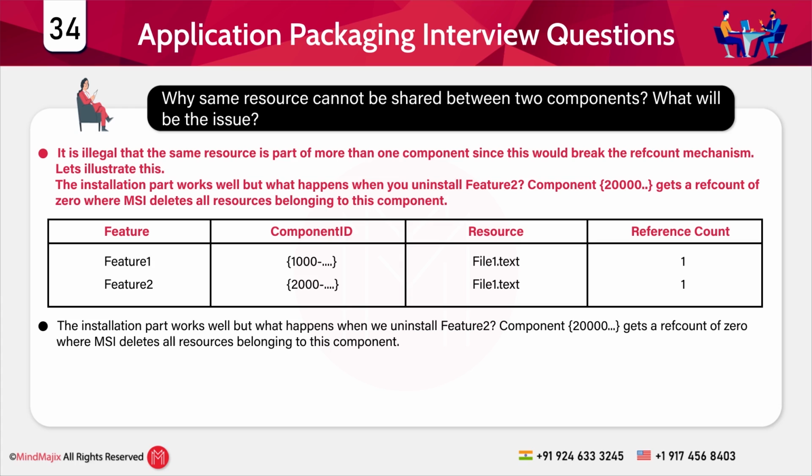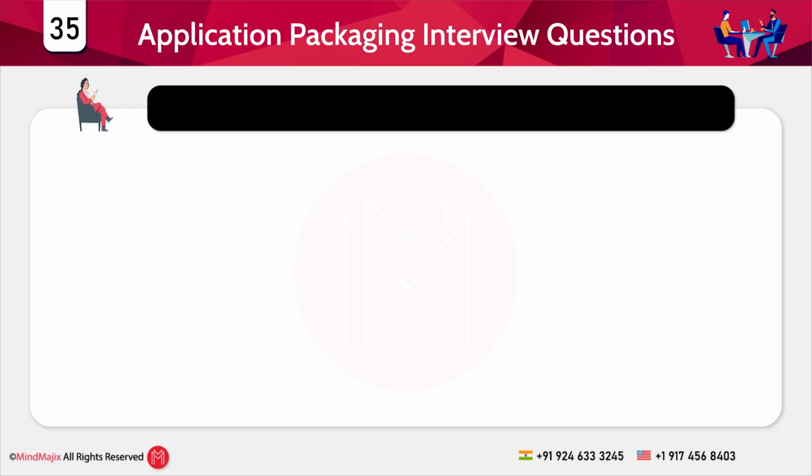If the resource is different for both components, even if it is deleted, it will not have an effect, because even if the ref count is decreased and MSI deletes the resource, the resource name will be different, so it will not be affected. But here the same resource is shared between both the features and both the component IDs, and that's why it should not be done.